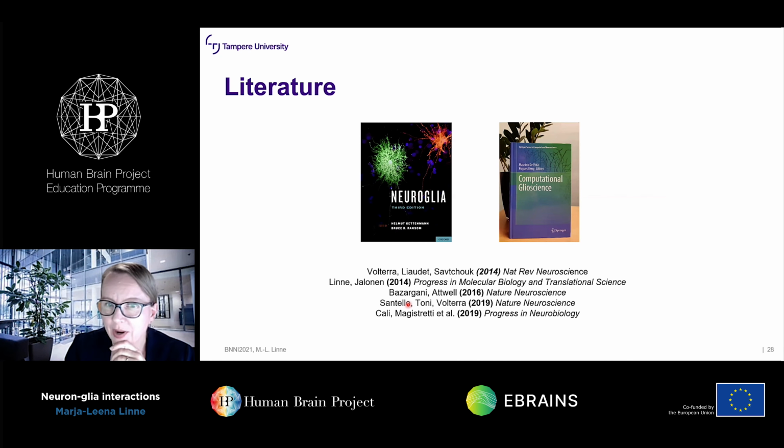I think this is my final slide. I would like to point out a few literature sources: the book, the Bible of neuroglia, by Helmut Kettenmann and Bruce Ransom, and the recently published first book on computational glia science, where we also contributed a chapter. And then a couple of references, like review articles, where you can start studying this field. But I think you will get all these slides, so you can look at these references.